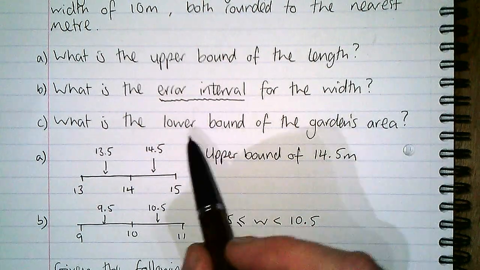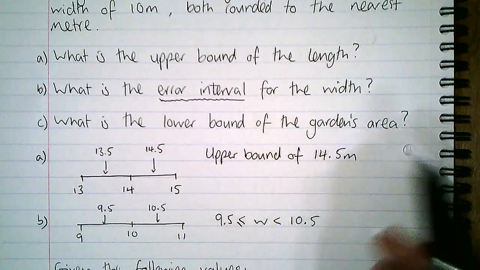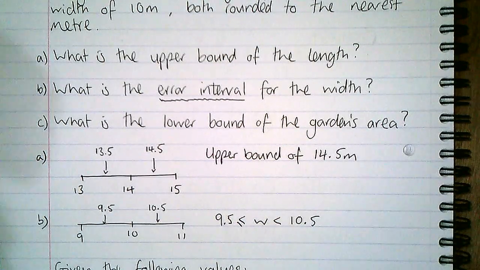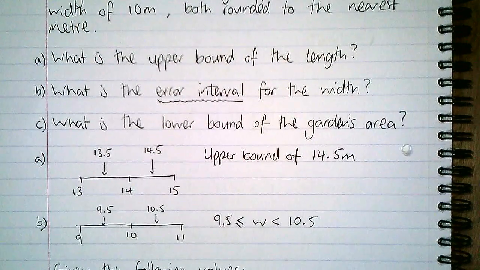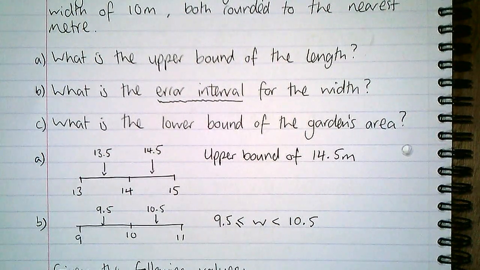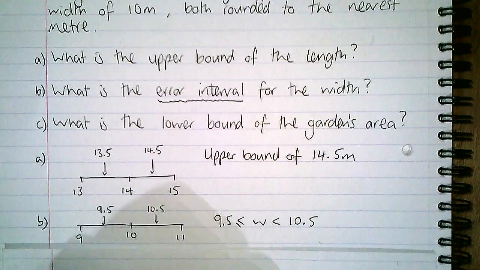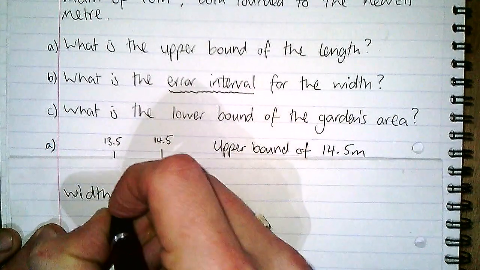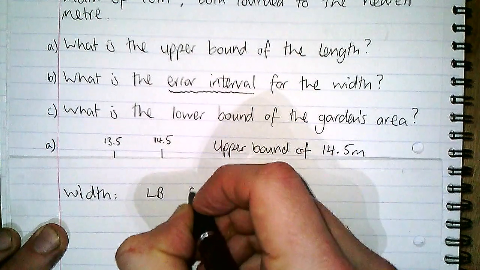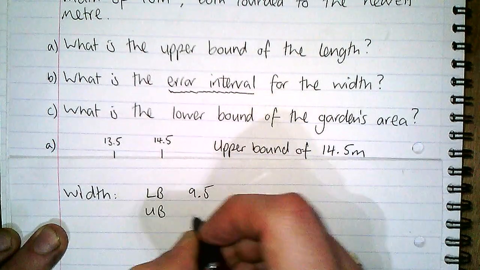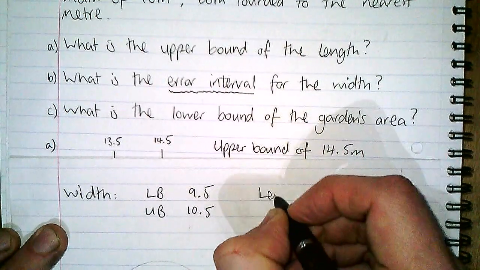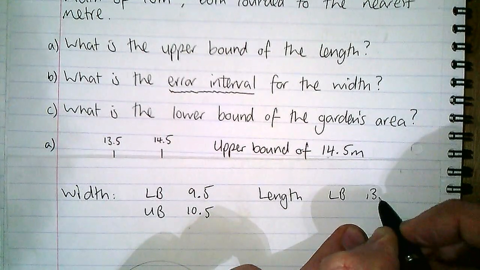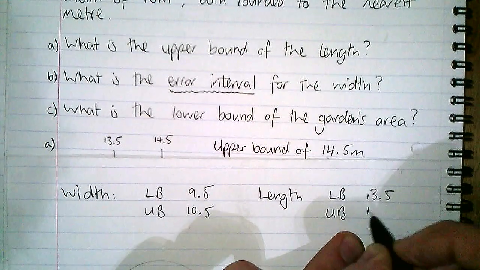The last part here, part C, wants the lower bound of the garden's area. So what we need to do for part C is we want to find the lower bound for the garden's area. Now I'm actually just going to grab another piece of paper to do this on. So we've got width, lower bound was 9.5 and the upper bound was 10.5, and then we've got the length. So the lower bound was 13.5 and the upper bound was 14.5.